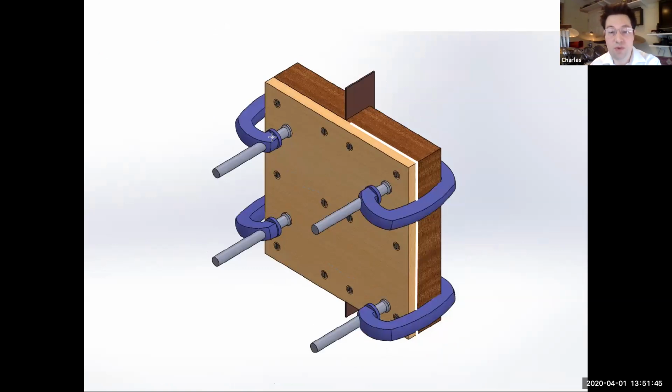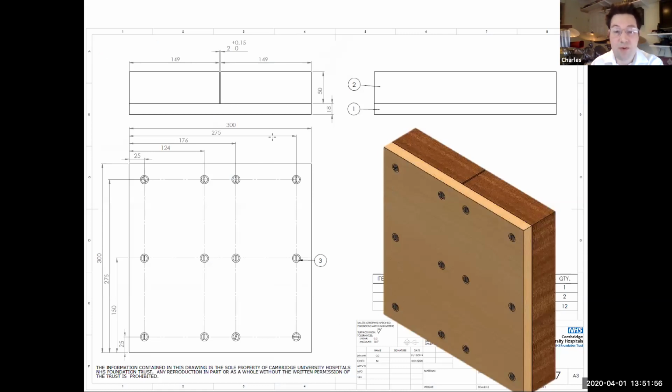Very simple. Clamp up, glue, let it set, leave my plate in. The plate's not the same, but it's the same thickness. And hey presto, there we go, one plate holder for the neuroangiography department.